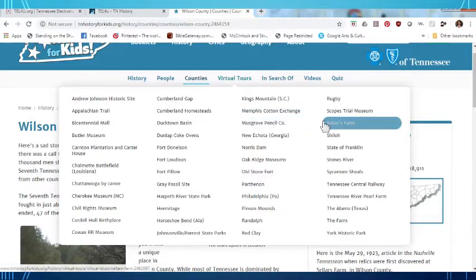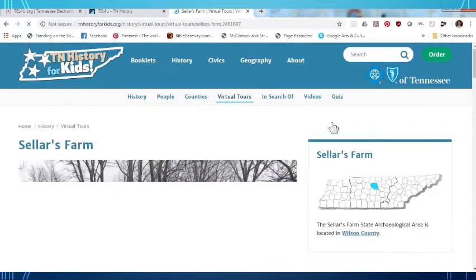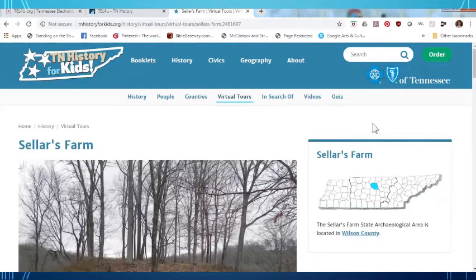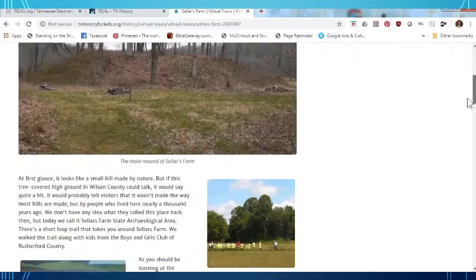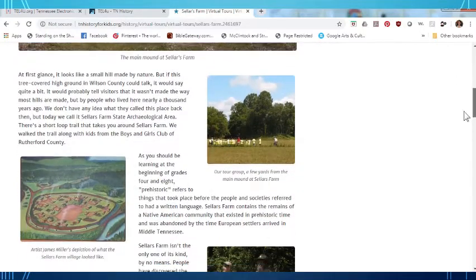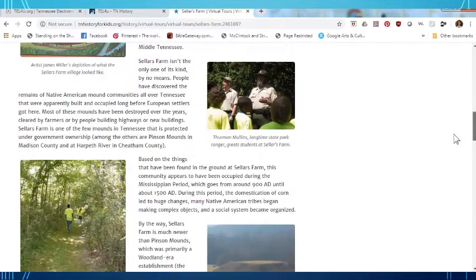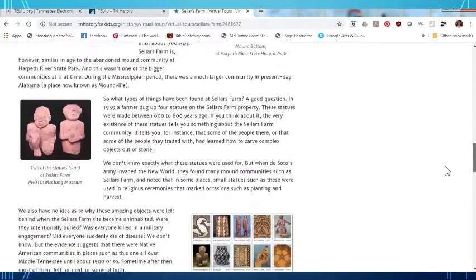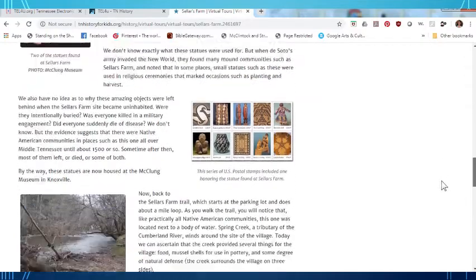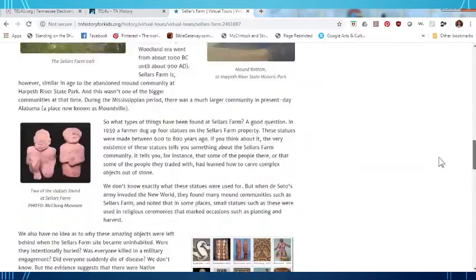So one of the places mentioned in the Wilson County article is Sellers Farm. So I'm going to click. Okay, this is an archaeological area, and so it'll tell you a little bit about the things that have been found in the area. A lot of Native American archaeology has been going on there.